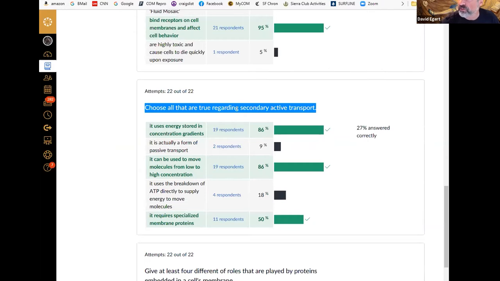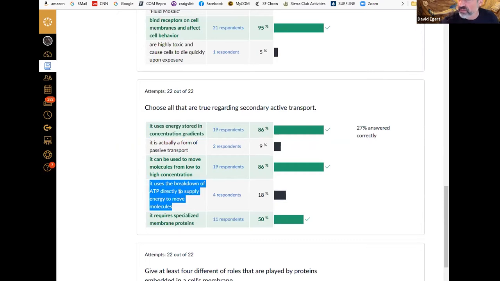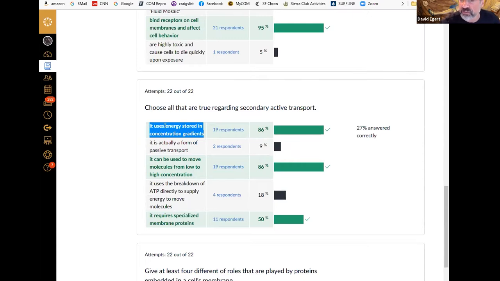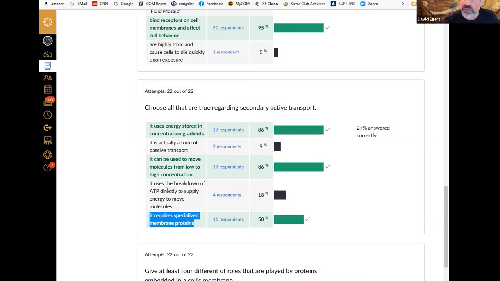All that are true regarding secondary active transport: it can use energy stored in a concentration gradient, and does not use ATP directly. So this is the difference. This would be primary active if it was using ATP directly. Secondary is using energy stored in concentration gradients. It can be used to move from low to high because it's active, and it does require specialized membrane proteins. Remember, we had that symport that carried in glucose along with sodium when we looked at that example of transport.